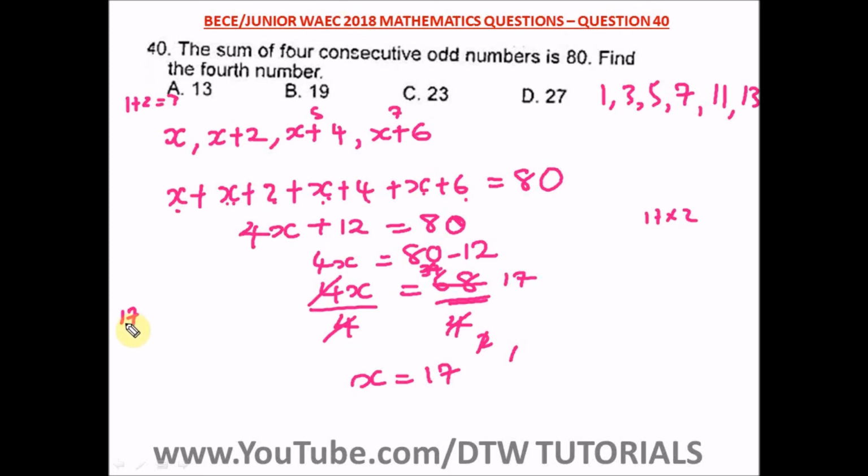So our first odd number is 17. The second odd number will be 17 plus 2, which is 19. The third odd number will be 17 plus 4, which is 21. And the fourth odd number will be 17 plus 6, which gives us 23. Our question says find the fourth number. So definitely the fourth number is 23. So our answer is 23, and our right option here is option C.